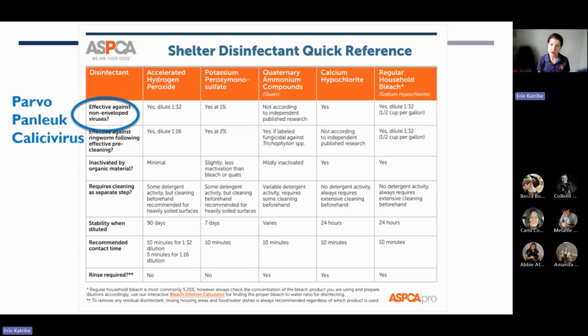If you want to look into more on shelter disinfectants, this great chart that's updated regularly from the ASPCA is a great reference. What I would call out is non-enveloped viruses. These are our hardier viruses, and they're a lot of the ones that we care about in shelters. So parvo, panleuk, and calicivirus all fall into this category. One thing that I would call out: accelerated hydrogen peroxide is that first column, and that's Rescue. Quaternary ammonium compounds are a class of disinfectants, and when independent research has been done, they have been found to not be reliably effective in the shelter setting against these non-enveloped viruses.